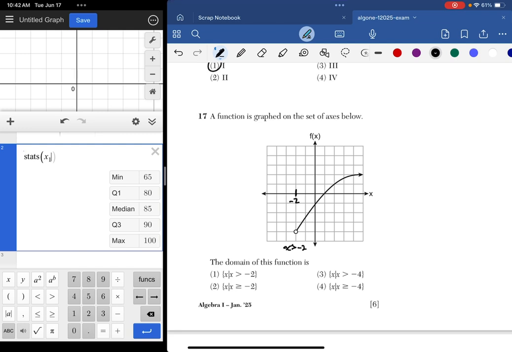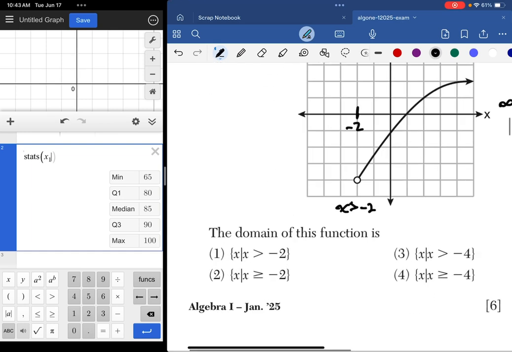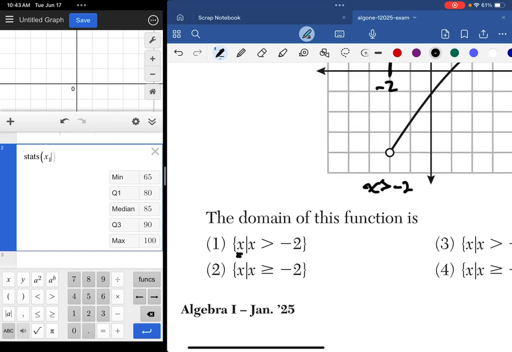But then it never stops increasing, so it goes on to infinity. So there's no cap. There's no point where you'd say, okay, well, it starts here, but it stops there. It starts here, and it never stops. So the notation, we say that the variable is x. That's what this means, such that, all right? So that vertical line means such that x is greater than -2, which is choice 1.